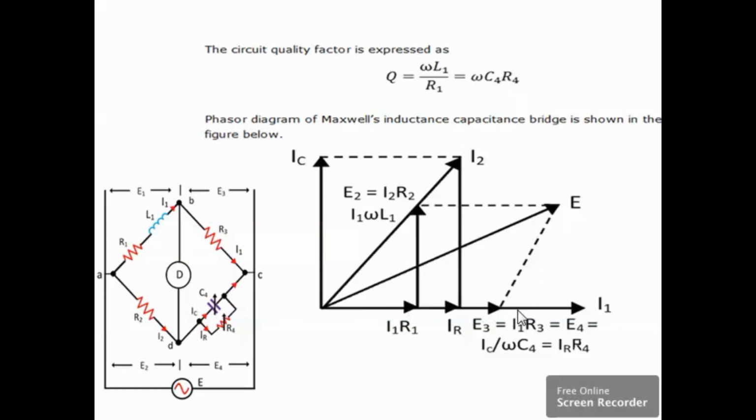So here you can see E3 is I1 R3. So it must be in phase with this I1. So it is equal to E3, and this E3 plus E1 must be equal to E. You can see IC is 90 degrees from this I1, because here you can see this is IR, in phase with this.